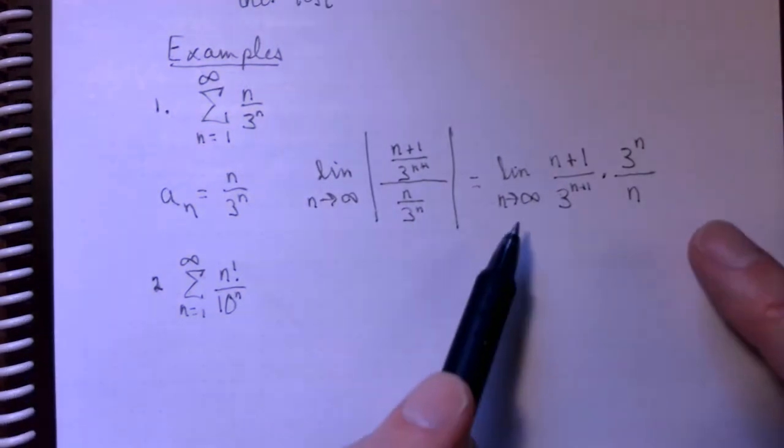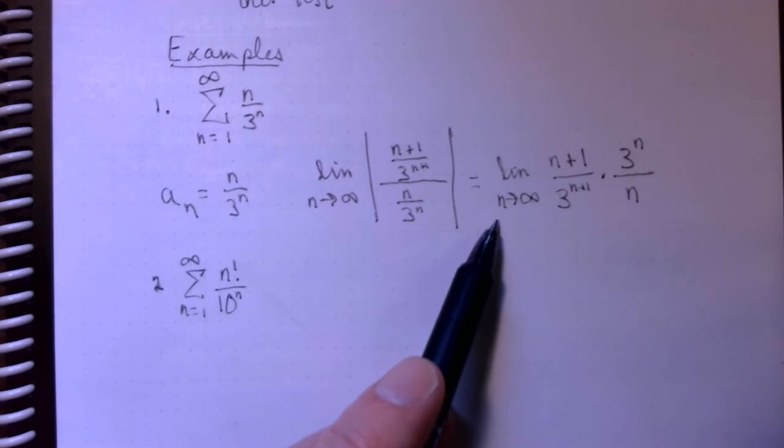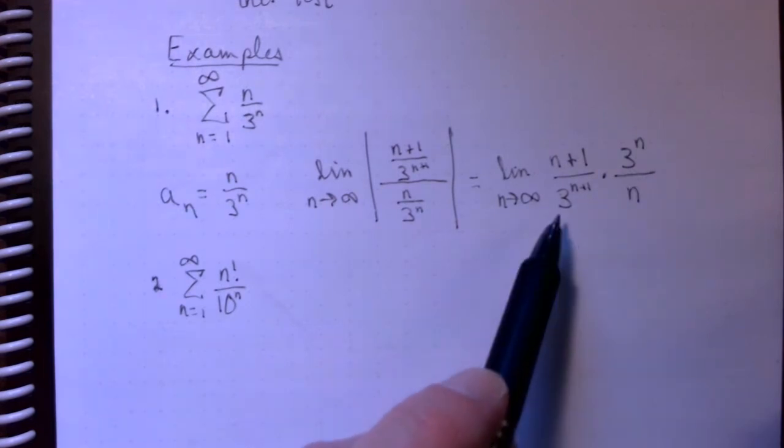All right, so now we're left with this. Notice I've still got the limit here because I haven't taken the limit as n goes to infinity. Now notice in my numerator I have a 3 to the n. Down here I have a 3 to the n plus 1.